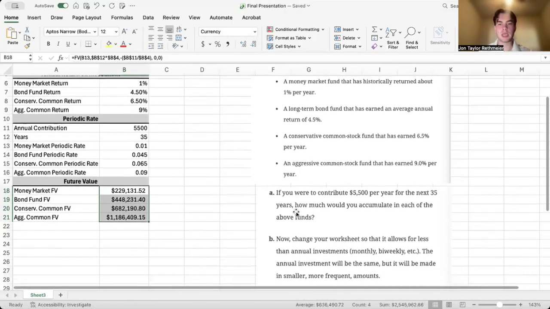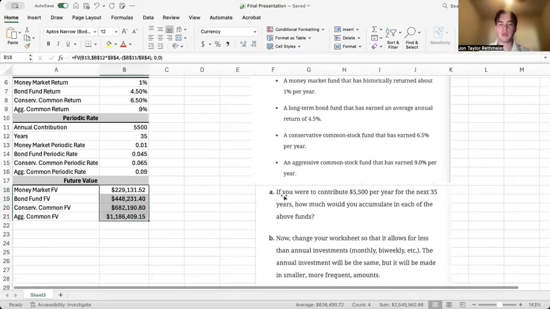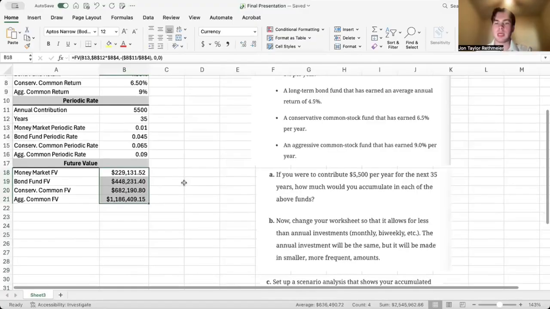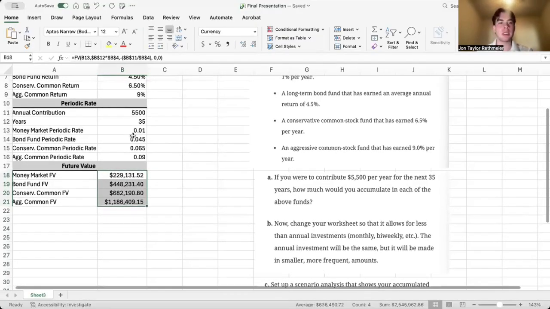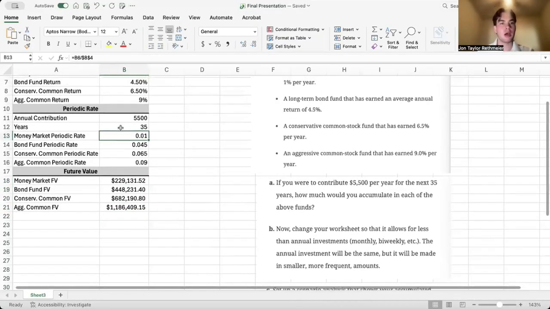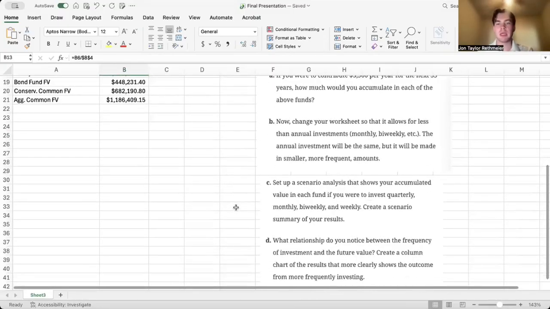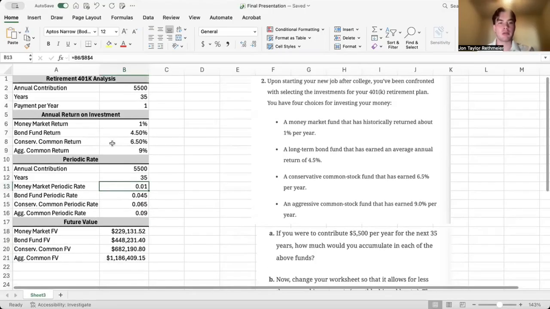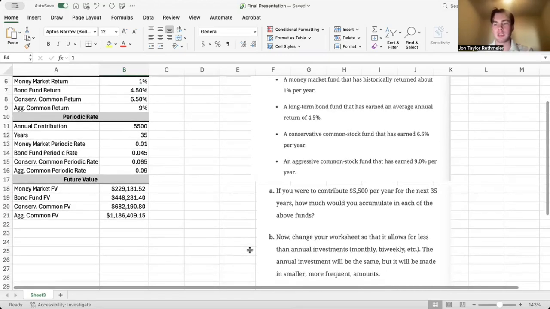All right. So this answers question A. This is the future value of each one of these investments if they were to invest $5,500 per year for the next 35 years. And this is how much would accumulate. And then for B, we changed our worksheet that allows our annual investments to be monthly and biweekly through these formulas. So now these future values are connected to the periodic rates as well as the payments per year. So it'll say the same amount, but just in different periods.